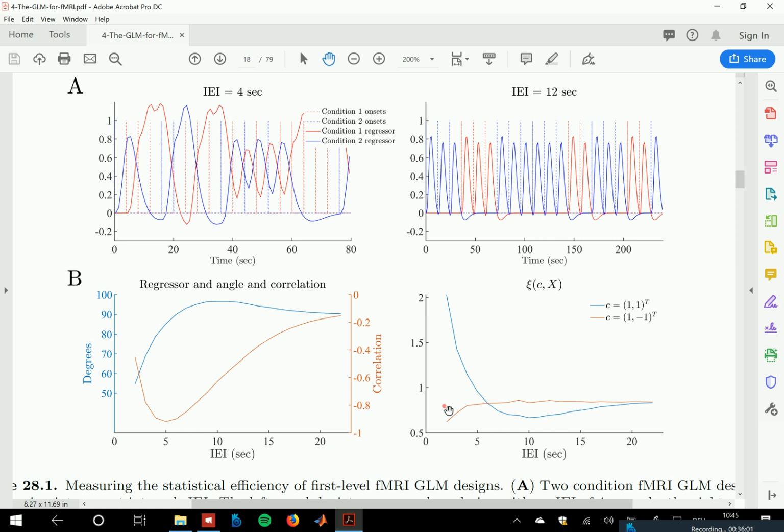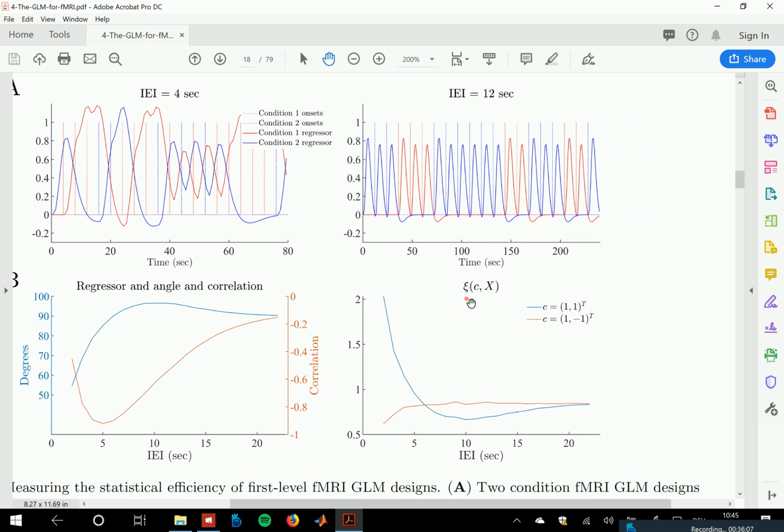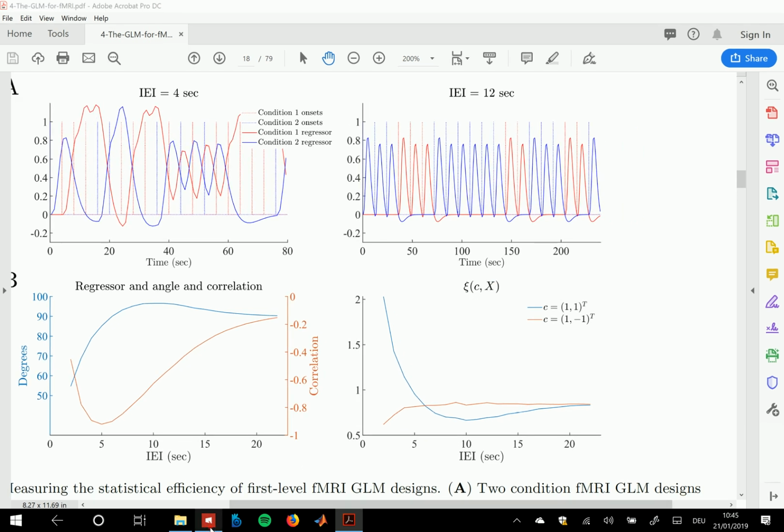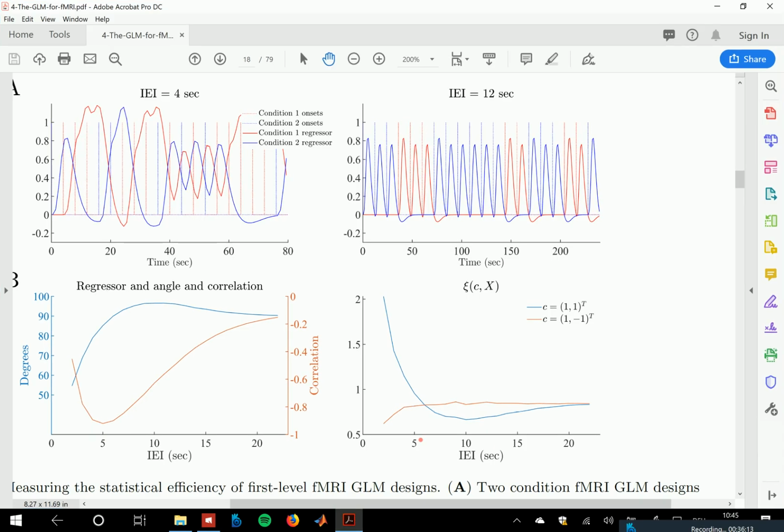The more important thing for what we discussed today is in this graph, where I now look at this function C that we discussed here as a function of the inter-event interval, and for two contrasts.